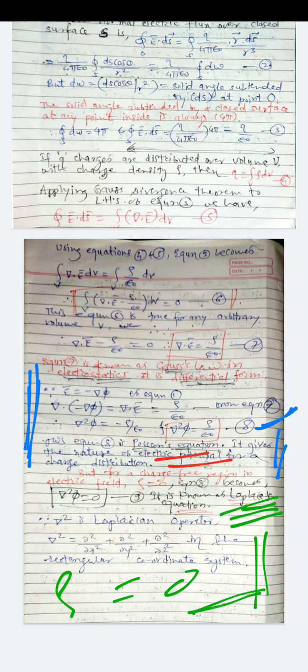In this article, we see the two equations: Poisson's equation, del square phi equal to rho upon epsilon 0, in the charged region, whereas Laplace's equation, del square phi equal to 0, is in the charge free region in the presence of electric field.